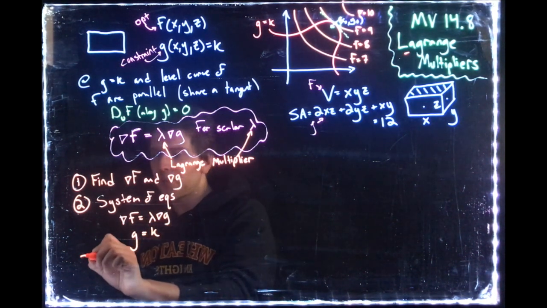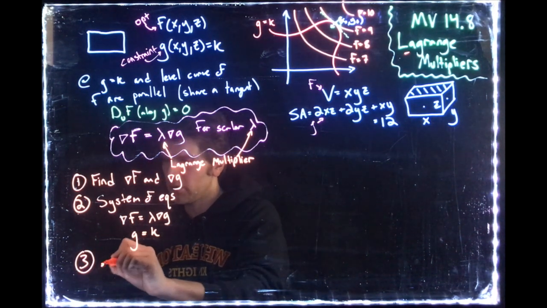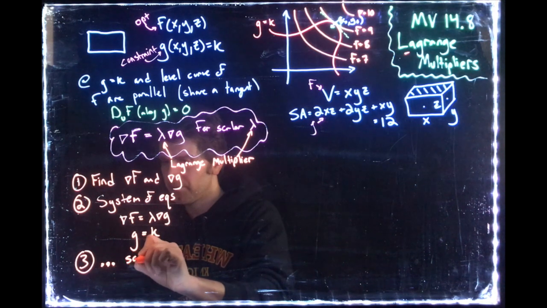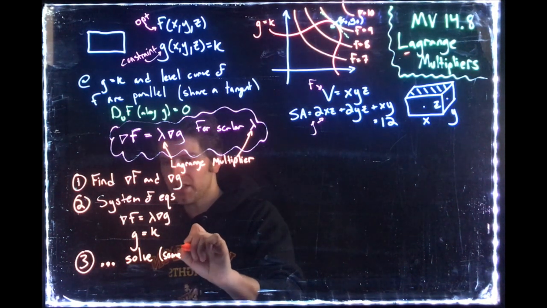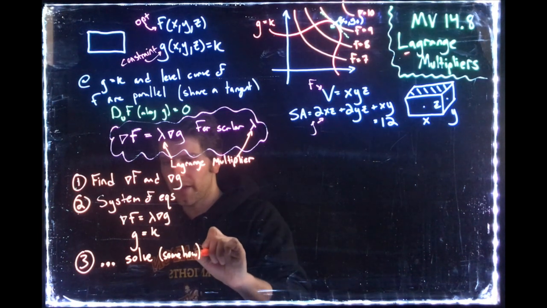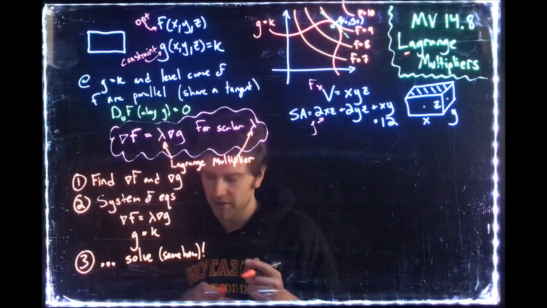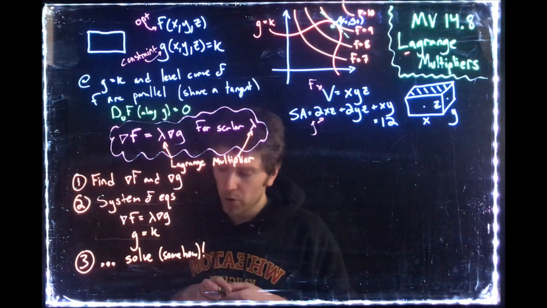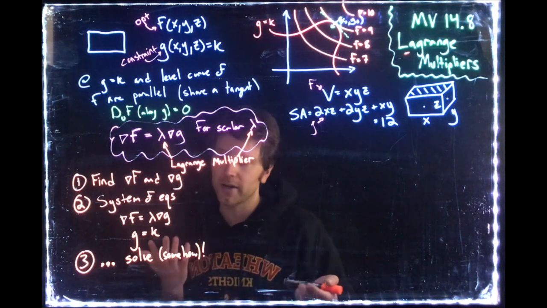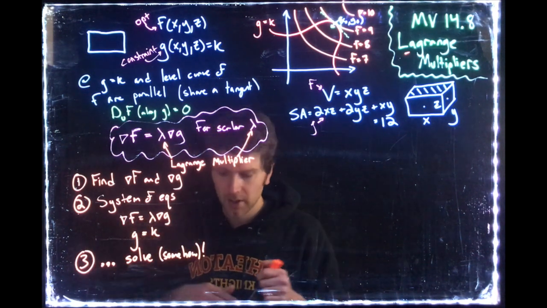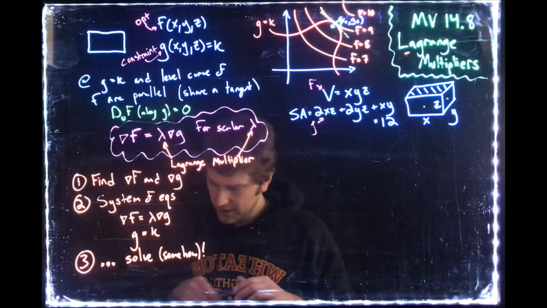And then the third step, which is both the most straightforward and the hardest of them all, is to solve somehow. And this is where I'm here to tell you that there is no single method for solving these systems of equations. We're going to see a bunch of different examples where we do a bunch of different things. Sometimes we're going to solve for x, y, and z. Sometimes we're going to solve for lambda. You're just going to have to go along for the ride and see how it works.